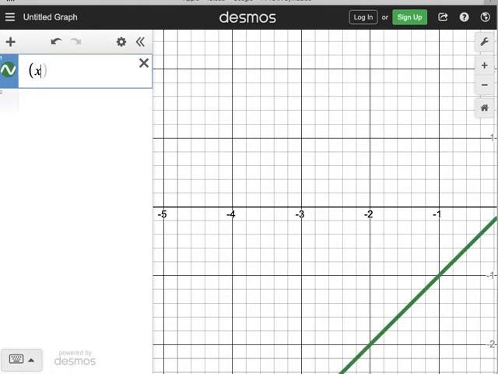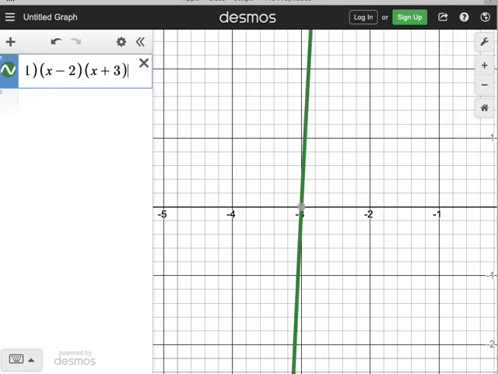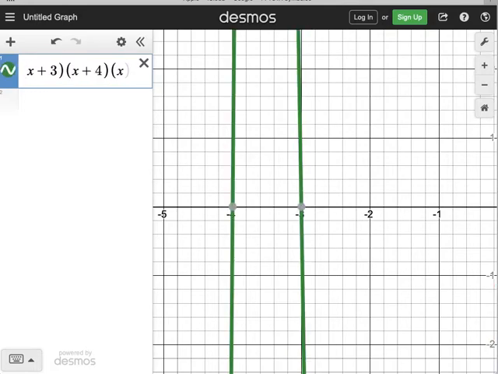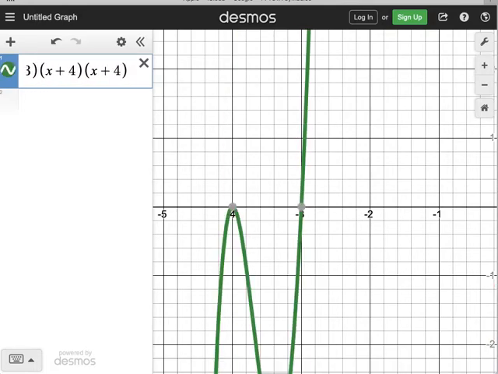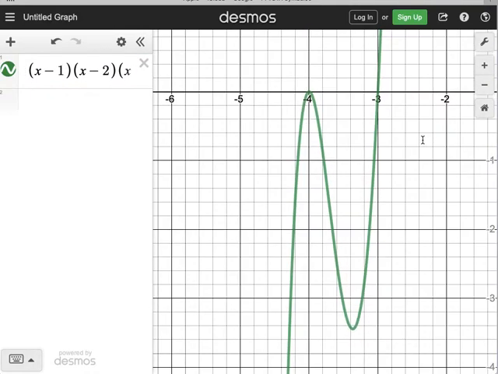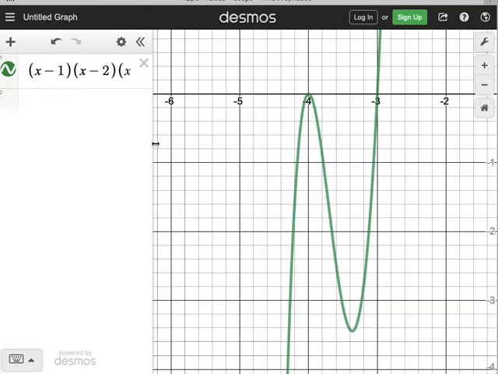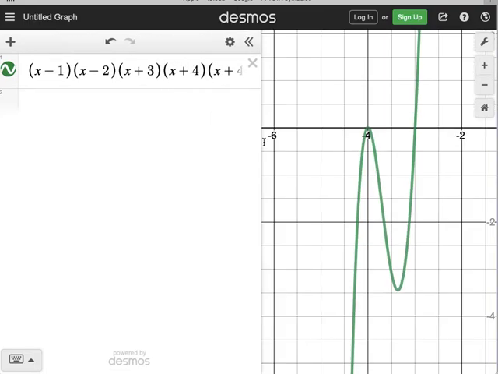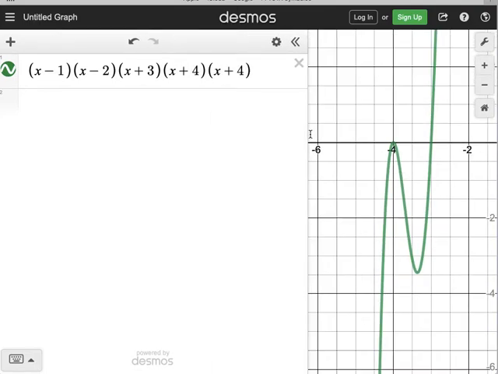We're going to type in x minus 1, x minus 2, x plus 3, x plus 4, and x plus 4. And we get a graph that looks like this. We'll make sure everything's typed in correctly because I can't see, so I can move this out. Let's see, x minus 1, x minus 2, x plus 3, x plus 4. Yep, it's all there.